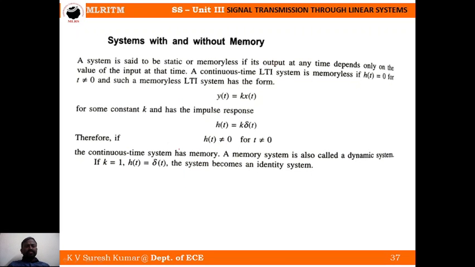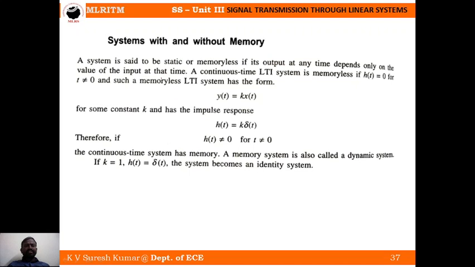Similarly, the next property is systems with and without memory. We have already seen what a static system and a dynamic system are. A static system is without memory, and a dynamic system is with memory. So we shall see the same once again. A system is said to be static or memoryless if its output at any time depends only on the value of the input at that time.